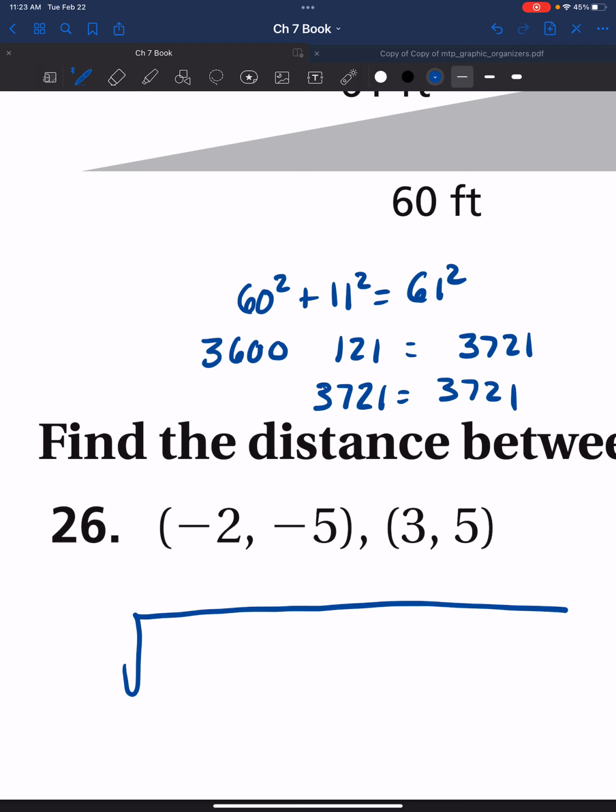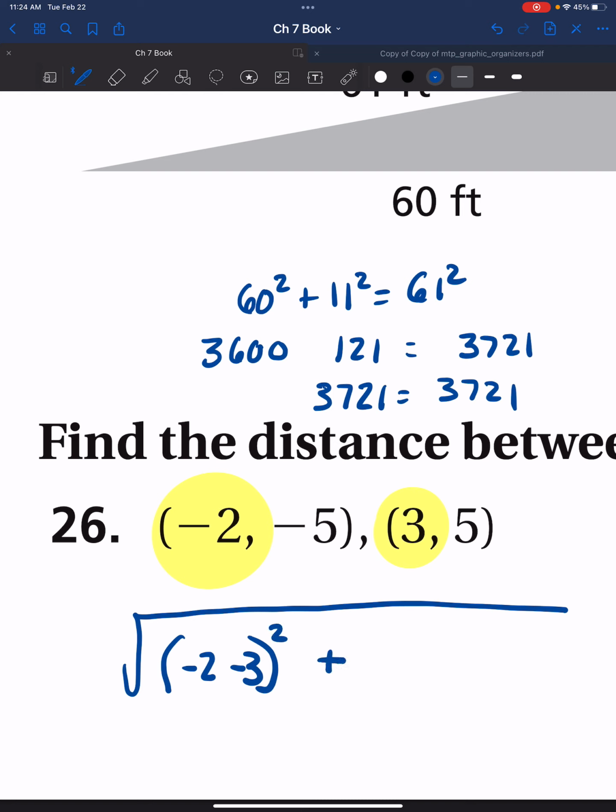The distance formula is the square root of the change in x's squared plus the change in y's squared. That's it. First of all, who are my x's? Negative 2 and 3. Those are x's, right? Okay, so now I want the change in x's. The change in x's means subtract them, right? Negative 2 minus 3. And then after I do that, I'm going to square it.